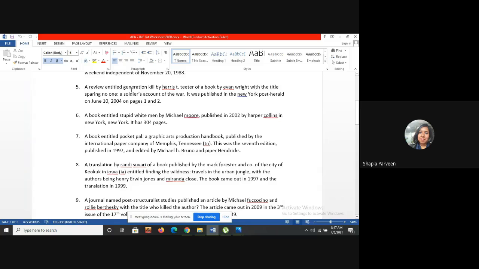The review is titled Generation Kill, and the reviewer's name is Harris T. Tita. It's a review of a book, and the author of that book is Evan Wright, and the book is titled Sparing No One, a Soldier's Account of the War. And the publisher's name is New York Post Herald. And the date of publication of that review is given, June 10, 2004. Okay, so let's check the answer.